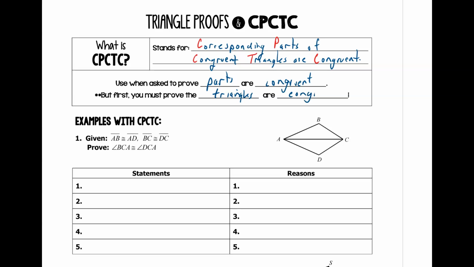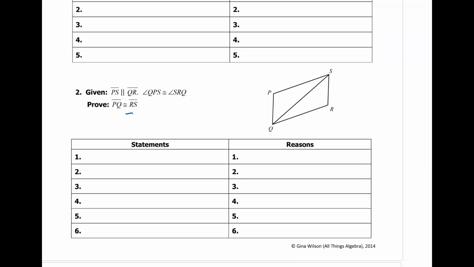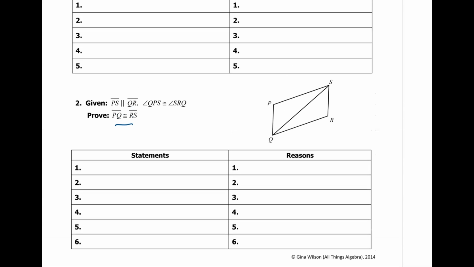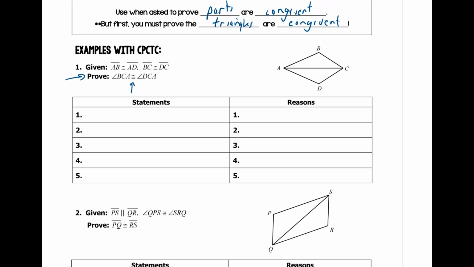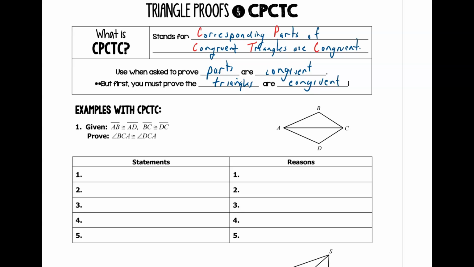Okay, in past proofs, the prove line has asked you to prove that two triangles are congruent, not angles, but triangles. Now, if you look at this first proof, the second proof is not about triangles, but it's about sides. The third proof is about angles. These are all going to be sides and angles. None of these are going to be about proving triangles are congruent. But like I just said, in order to prove the parts are congruent, you have to start by proving that the triangles are congruent. Okay? So that's going to be our approach.